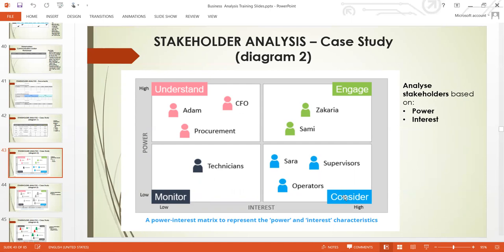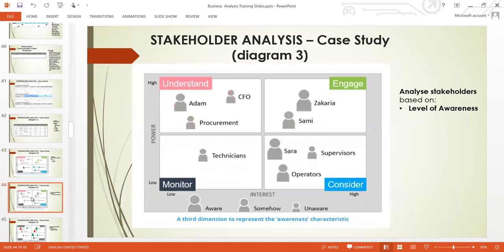And the people here are mainly the end users of this solution. So these are the people you need to consider. They can be vendors, solution vendors as well. So this is how you plot them within the power matrix. Then you come down again within the power matrix, and try to understand them based on their level of awareness.